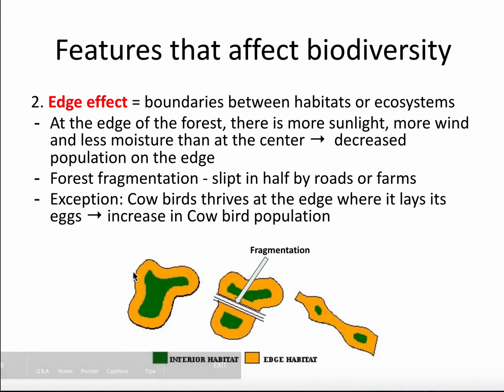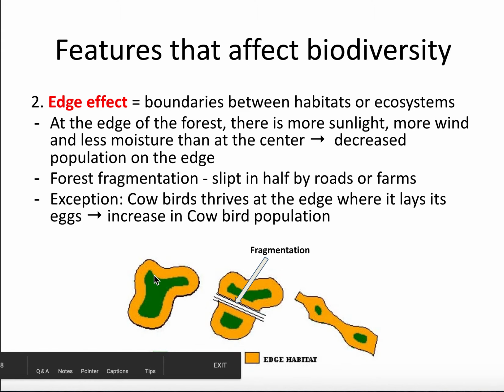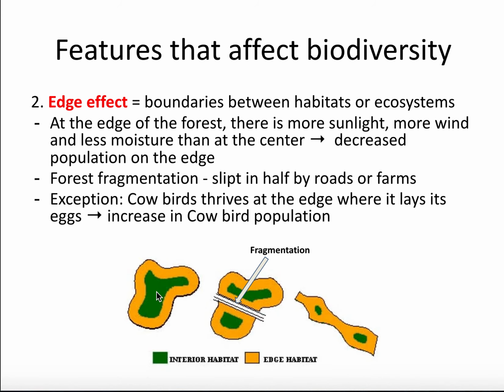And if you are finding species, they're very tolerant species. They can handle pollution. They can handle a lot of interaction with non-native species that are being introduced. So at the edge of the forest, there's more sunlight, more wind, and less moisture than the center. So usually it decreases populations of species on the edge. So they do better here because they're protected from the wind or extreme sunlight, drying out of soil.